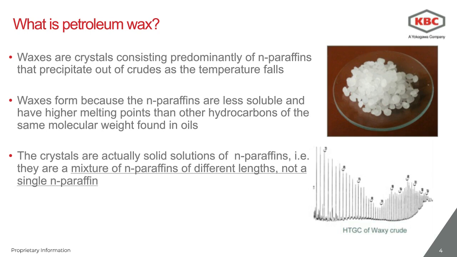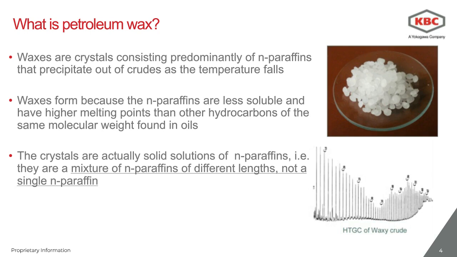Waxes, or crystals, are formed because N-paraffins are less soluble than other hydrocarbons with the same carbon number. So they melt at a higher temperature than other hydrocarbons with a similar carbon number. In other words, they will precipitate before other hydrocarbons with similar carbon numbers. An important point to always remember is that N-paraffin crystals are not pure crystals, but mixtures themselves of N-paraffins of different lengths rather than single N-paraffin species.